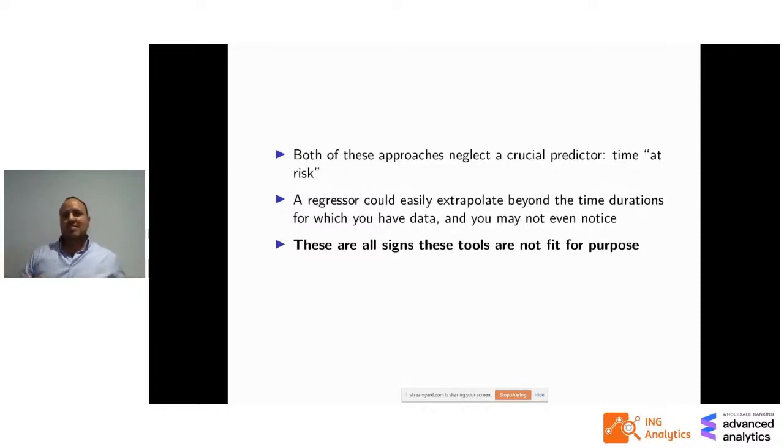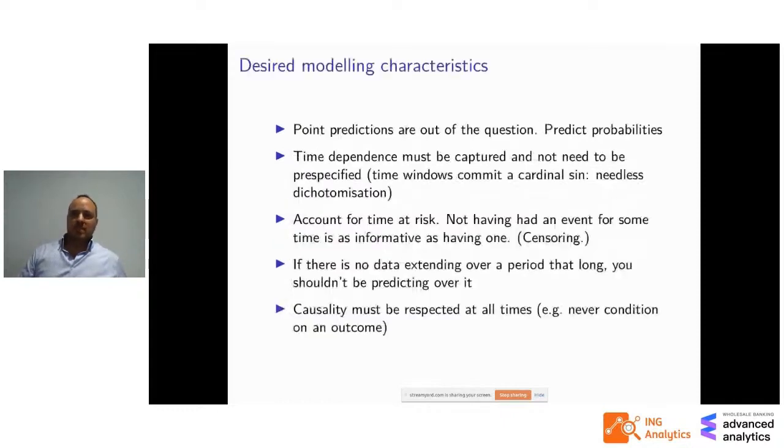So I'll make the case that, due to all these reasons, treating it as a standard classification or regression problem is a bit of an issue. So going through the points quickly, what do we actually want? Point predictions like 1.246 are not really an option. We want to predict probabilities. Time dependence, we want to model that smoothly. We want to account for time at risk. We don't want to extrapolate, we don't want predictions outside of the region where we actually have data. And causality must be respected at all times.